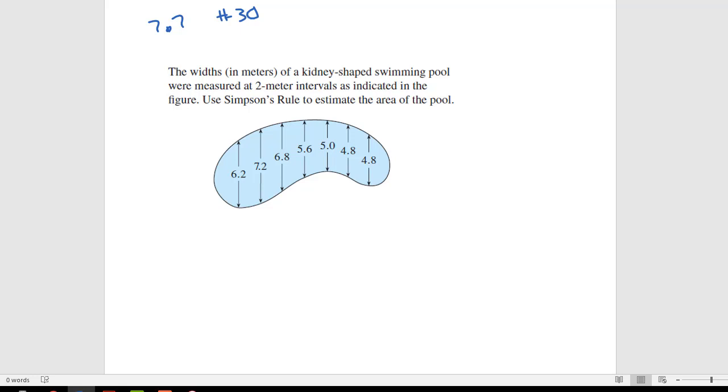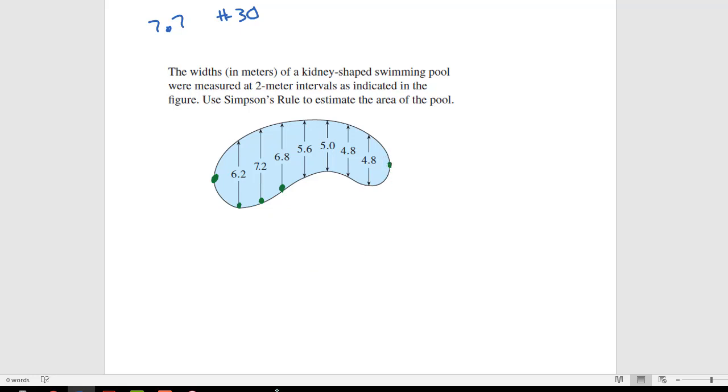Now here's the way I like to attack this problem. I am going to assume the first measurement here is a distance of 0. So I'm going to assume that this is a height of 0. This here is a height of 6.2. This here is a height of 7.2. This here is a height of 6.8, and so on and so forth. And then this last value is a height of 0 as well. That's how I like to interpret this problem.